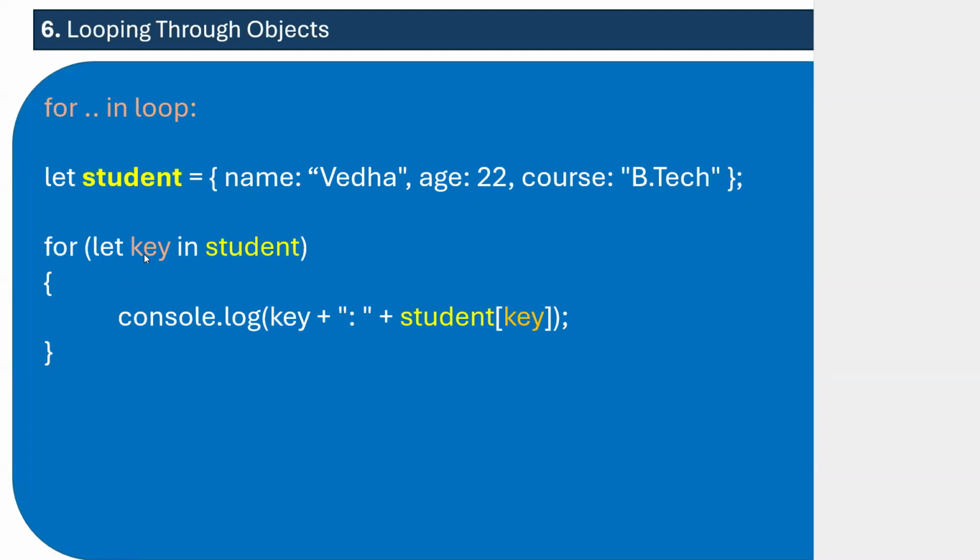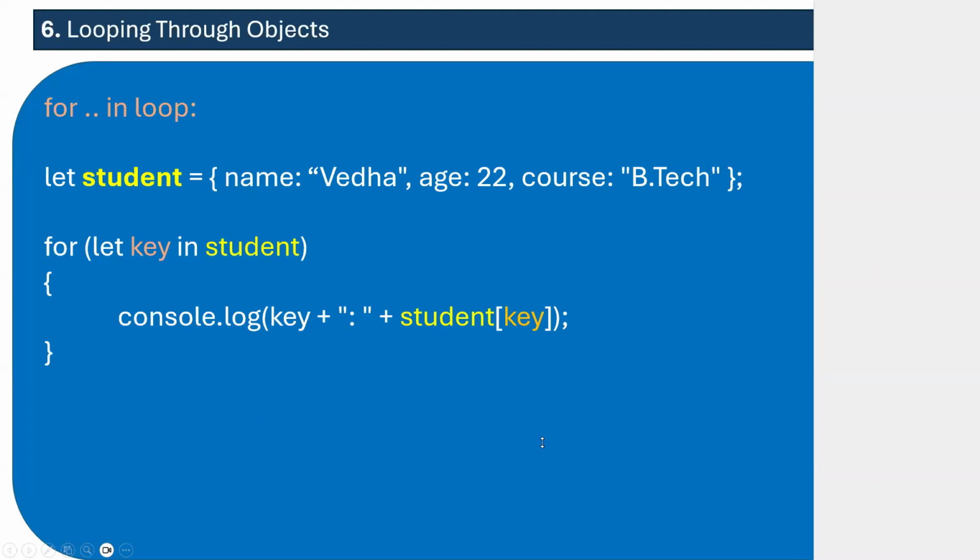Each time your key will become, one by one. First time it will become name, second time it will become age, third time it will become course. Understood, Rohit? Sir, it only returns the value of the key, sir. Yes. See, if I say student of key, it returns its value. But if you want to print the left side key, you can say key, and this plus concatenation I was doing. So if you run the code, you can see guys, key is name, value is Veda.